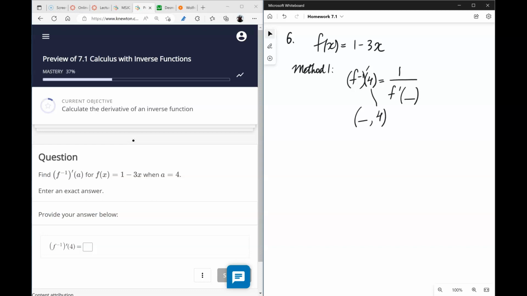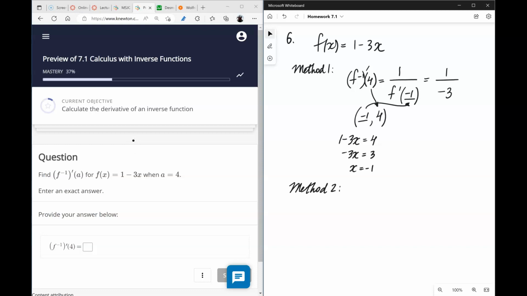So the question is now for which x the output is 4. So to find that, we need to solve this equation. So -1 is the answer. So now we're going to find the slope by taking the reciprocal of the derivative of this function, which is -3, and evaluating it at 1 means... Actually, we didn't even need this because it's a constant. I completely ignored the fact that it was a linear function. So the answer is -1/3.